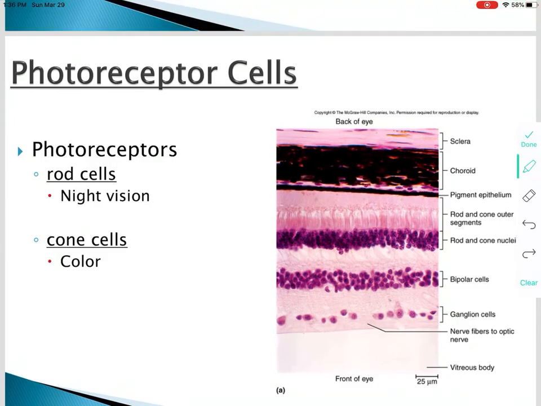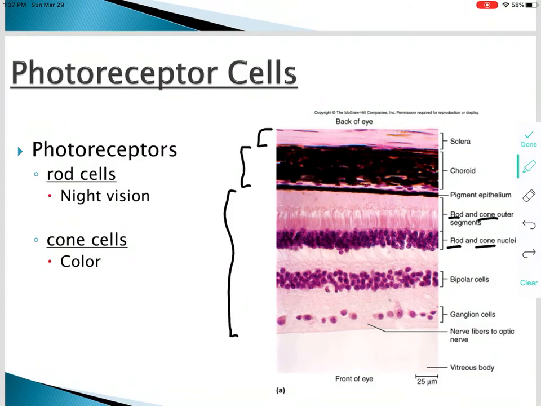I mentioned rods and cones. Let's define them. Here's an actual look at the histology of the eye wall, so we can do it by layer. Here is the outermost layer, fibrous tunic. Here's the middle layer, vascular tunic. And then this whole thing is the innermost layer, which contains the retina. And we have these specialized cells, rods and cones, and they populate a large part of the retina.